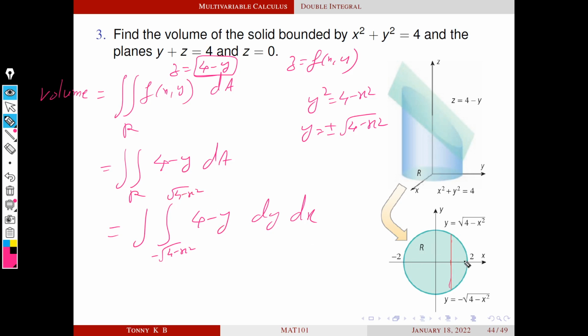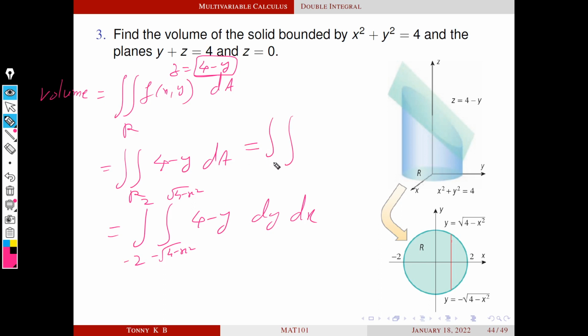And this is a vertical strip. To cover this entire region, x should vary from this point to this point. Then only does this strip cover the entire region. So what is the range of x? x is varying from minus 2 to plus 2. So this is the Cartesian form of the integral. But I think this problem is more easily solved if you use polar coordinates. So what is the polar representation of this integral?